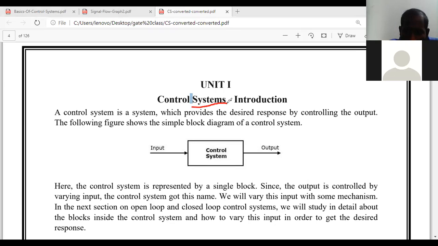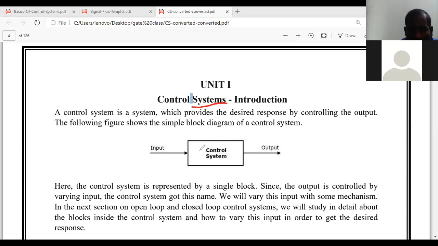A system is nothing but an interconnection of various elements or blocks connected in a logical sequence to get the desired output. A system will have a desired input and the desired output. Is it clear, Abhishek? Yes, sir. Here is a pictorial representation of a system.